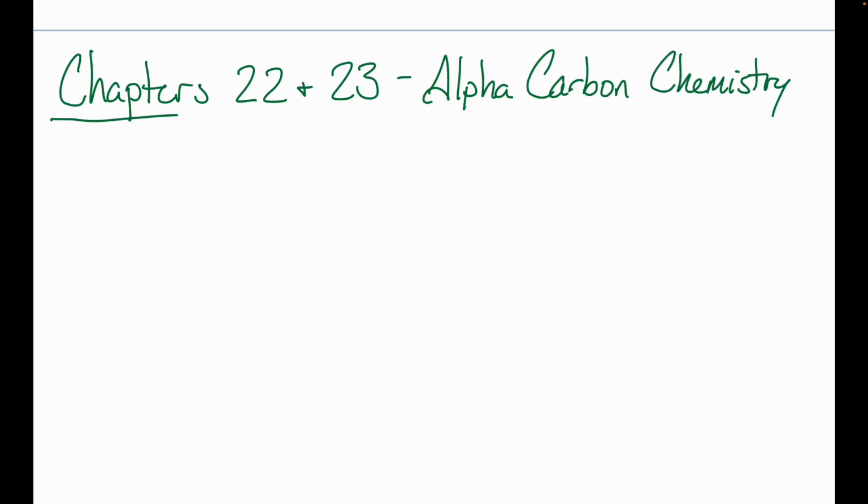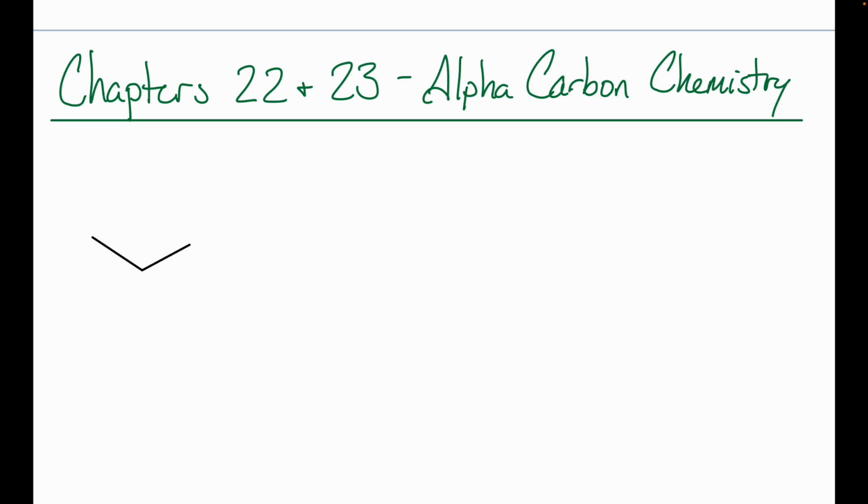All right. So we're going to start in on our next chapter here, and I've kind of lumped these two chapters together because they have the same focus here. So this is now chapters 22 and 23. And our focus here is going to be on what's called alpha carbon chemistry. All right. So our focus here is actually still going to be our aldehydes and ketones.